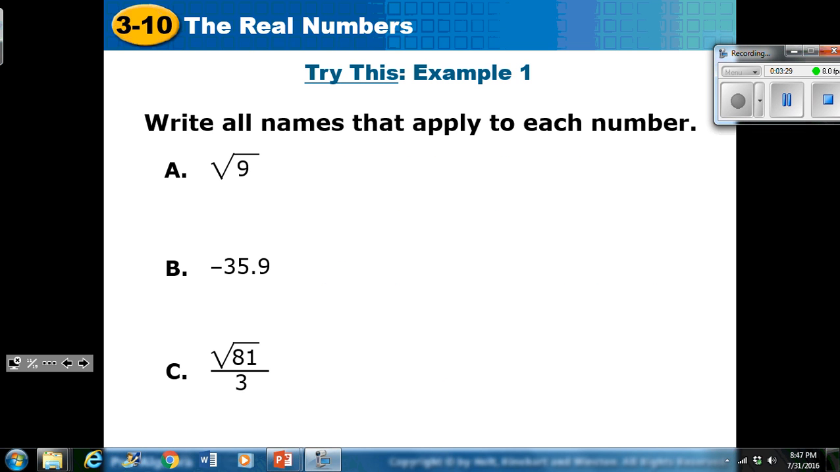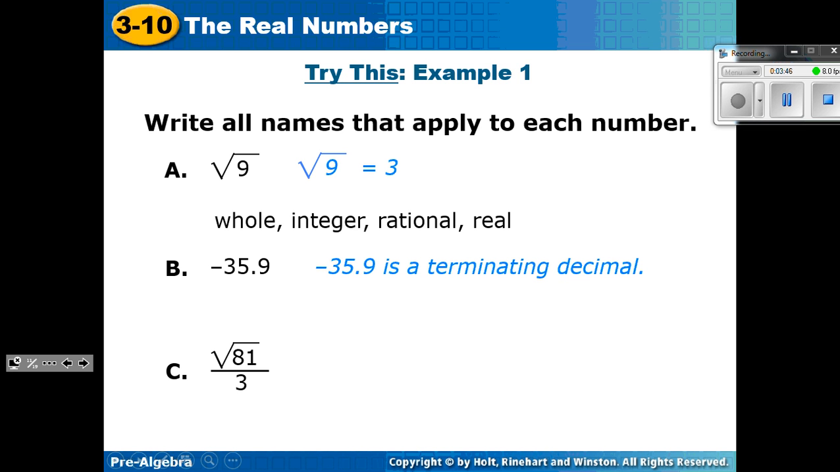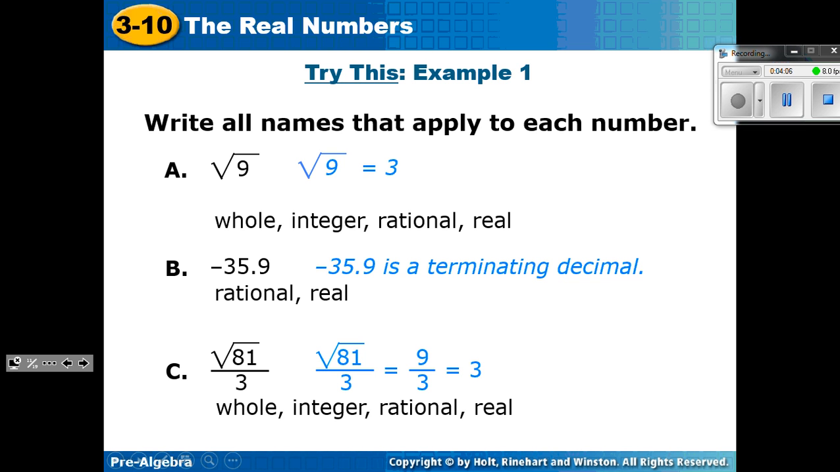Okay, again, we're supposed to write all of the names that apply here. Square root of 9 is a perfect square, so that's 3. So that's going to be a whole number. It's an integer, a number that appears on my number line. It's rational, and it's real. Negative 35.9 is a decimal that ends, so it is a terminating decimal. That makes it a rational number, and all the rational numbers are also real numbers. Square root of 81 needs to be evaluated. That's 9. 9 over 3 is 3. So that gives us a whole number, integer, rational, and real.